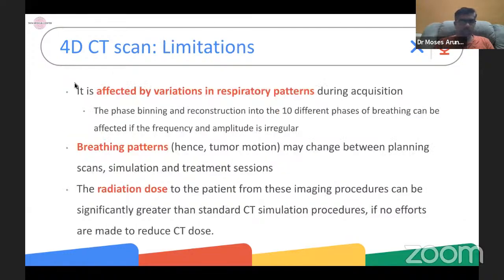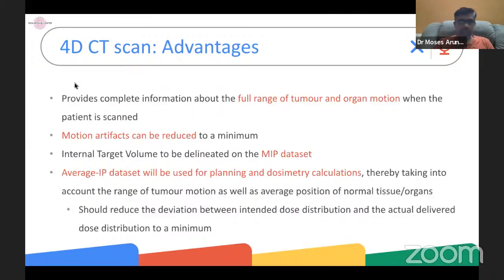I think I'll just skip some of these slides for want of time, or just run through them. So the advantages are you get the full range of tumor motion and also the organ motion with a minimum of motion artifacts. You can use the average intensity phase for planning and dosimetry calculations, which are much more representative of the geometry that will be there during treatment delivery. So in effect, you get less deviation from the actual dose that will be delivered during planning.